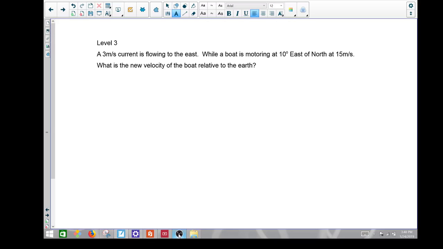So this is our baseline question we would want everybody in our class to be able to solve. This type of problem involves adding two vectors together. In order to add these two vectors together, you would need to break them apart, add them up, and rebuild a new vector. So take a few moments and give this a try.